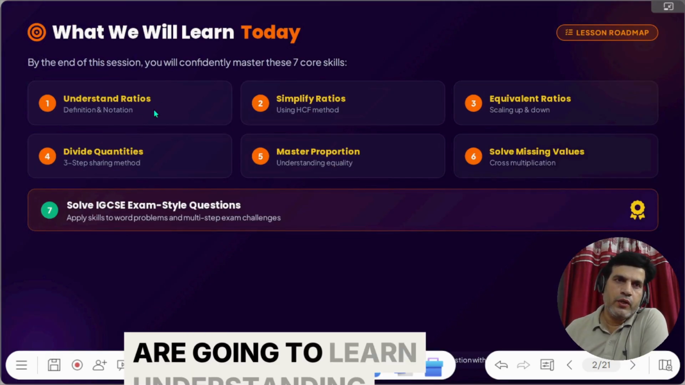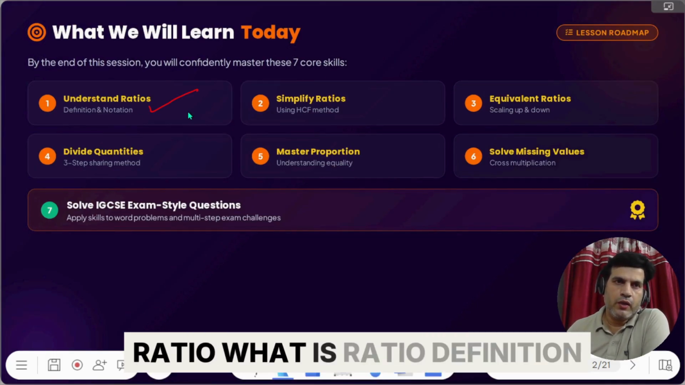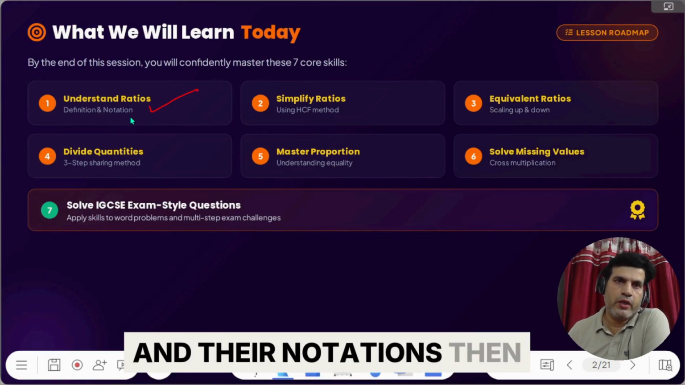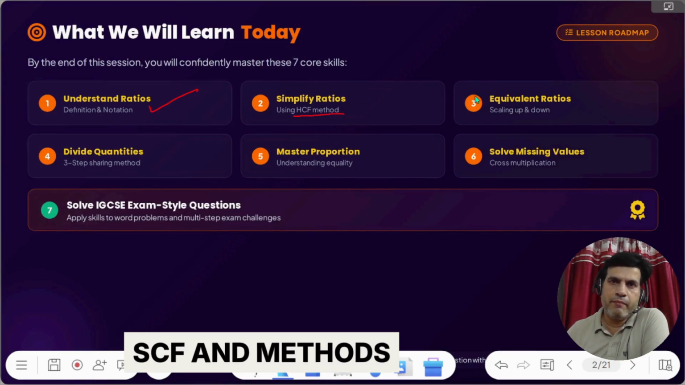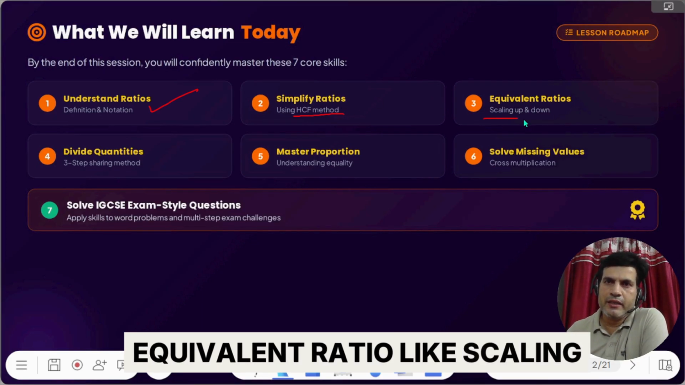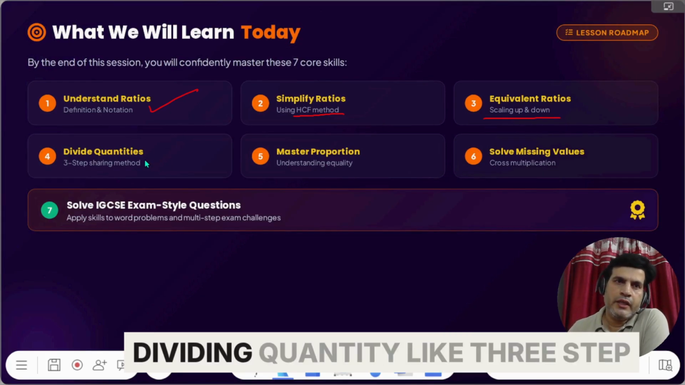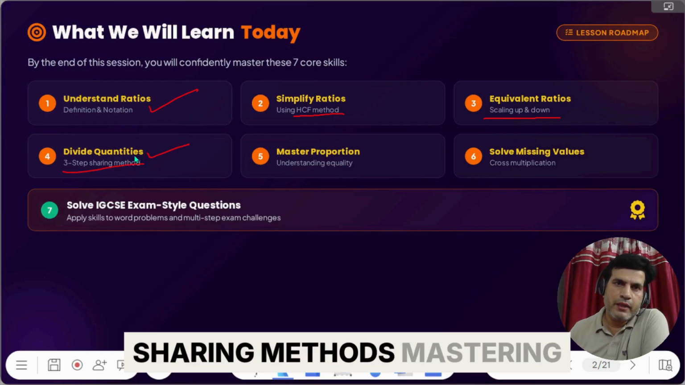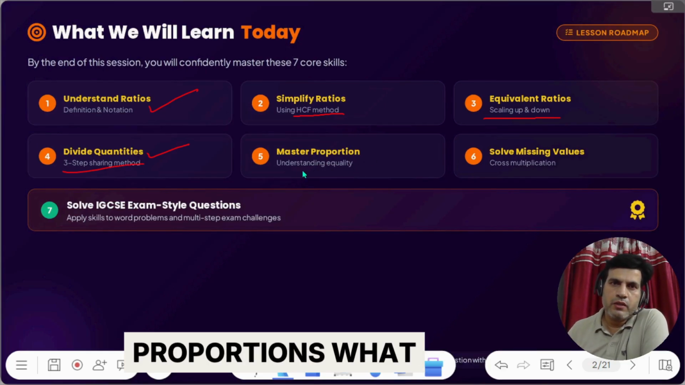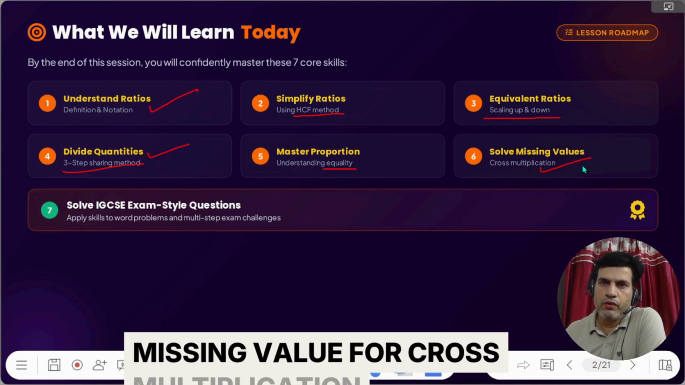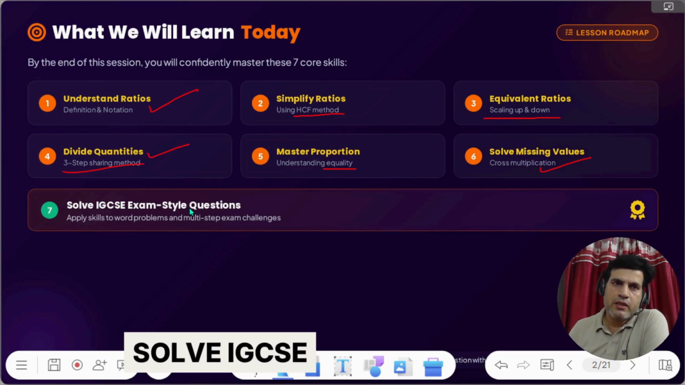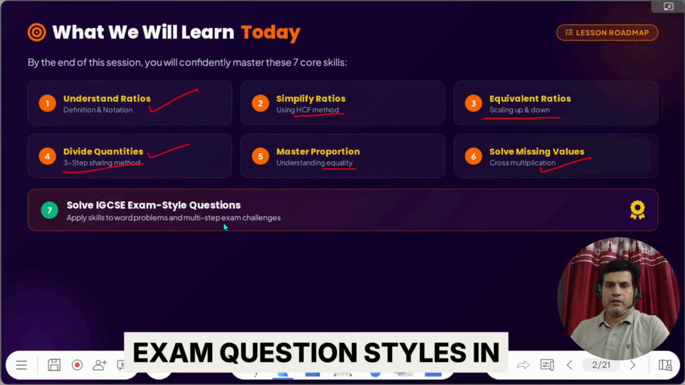We are going to learn understanding ratio, what is ratio, definition and their notations, then simplifying ratios like HCF and methods, equivalent ratio like scaling up and down, then dividing quantities like three-step sharing methods, mastering proportions, so what is a proportion, how can we equate, and solving missing value by cross multiplication. Solve IGCSE exam question styles in this part.